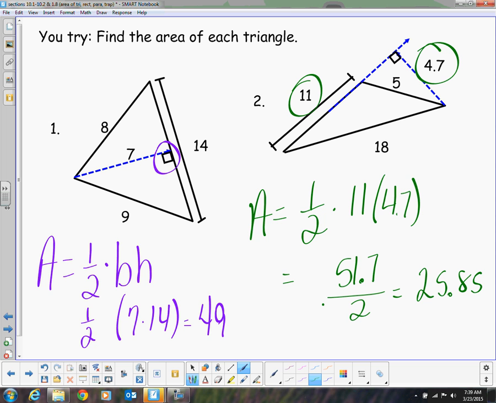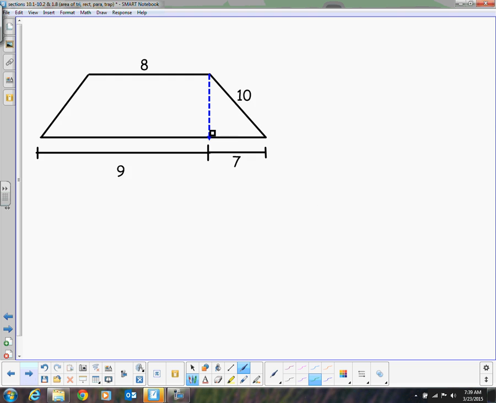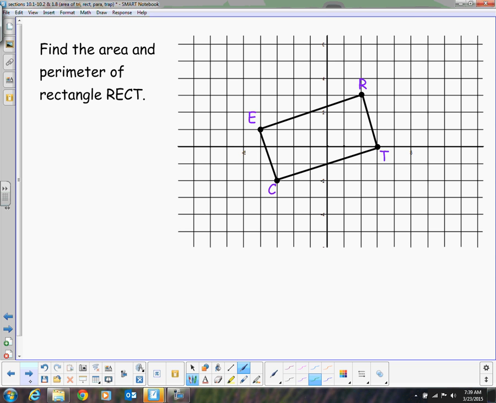So I have been told that this is all we have to do. That trapezoids are tomorrow. But let's look at this one because it's a rectangle.